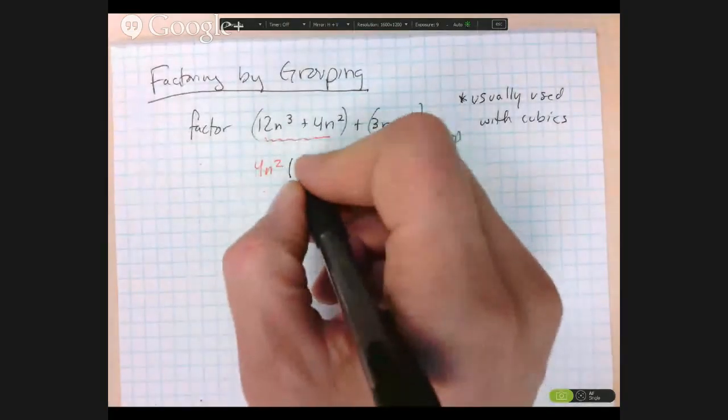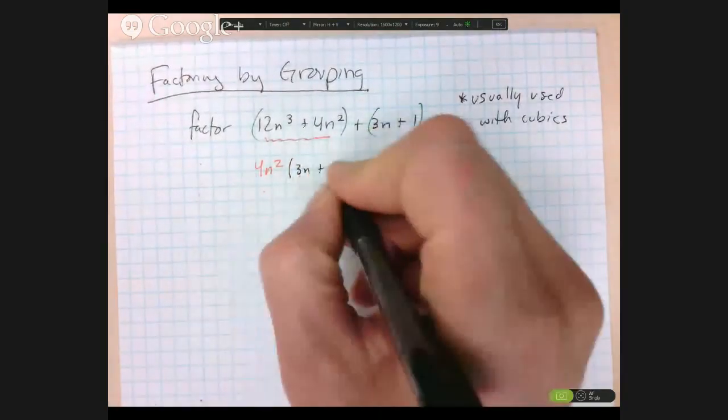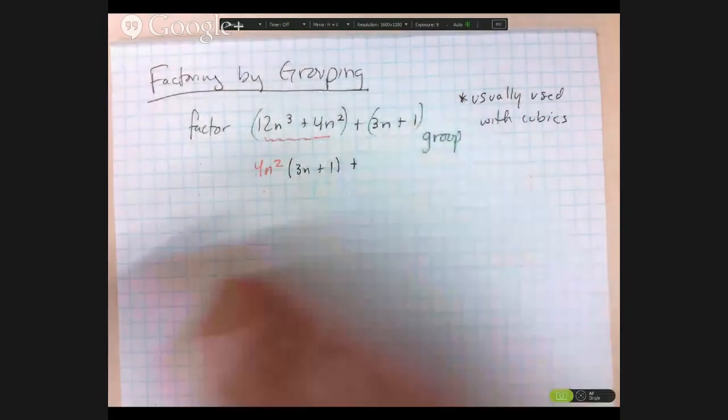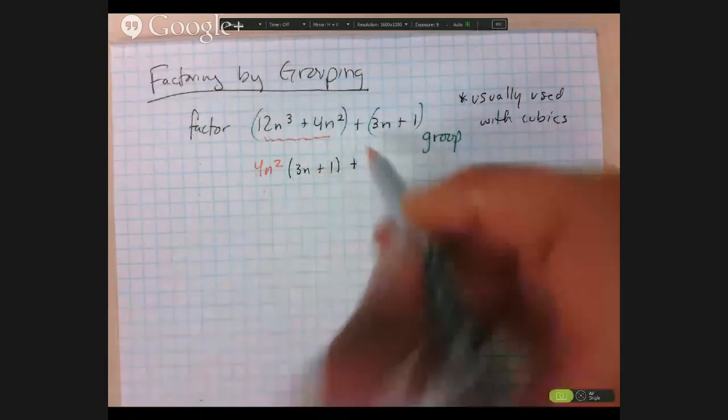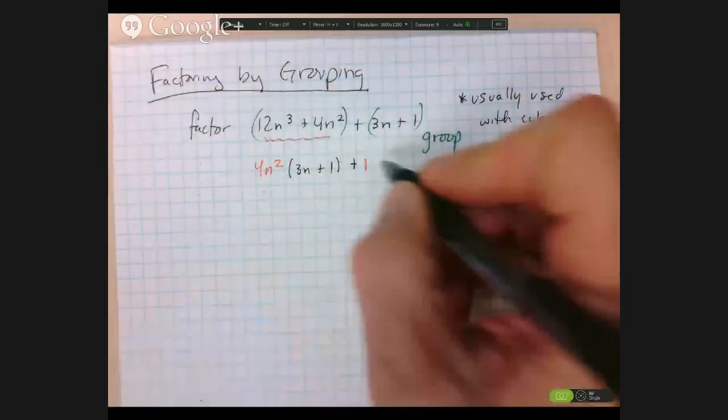And I'm left with 3n plus 1. Can I take anything out of that? No. So I'm just going to put a 1 there.